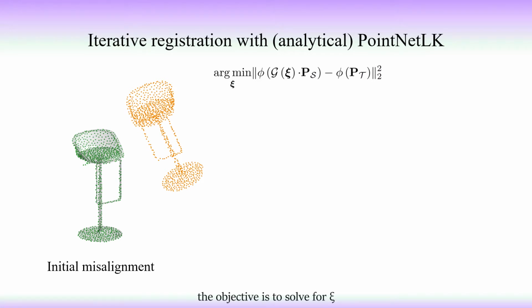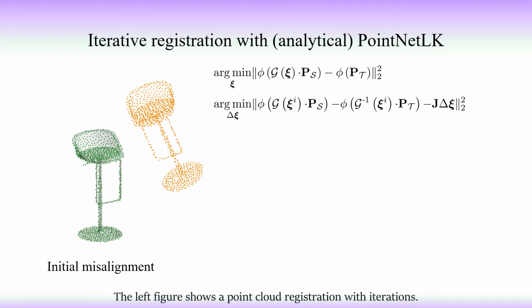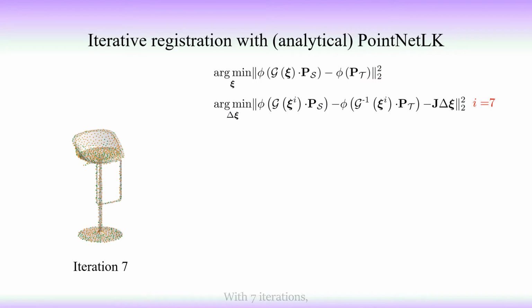In our approach, the objective is to solve for G that minimizes the feature difference between the source point cloud PS and the template point cloud PT. Instead of directly solving for G, we iteratively solve for an increment delta G. The left figure shows the point cloud registration with iterations. With 7 iterations, we find the final registration result.